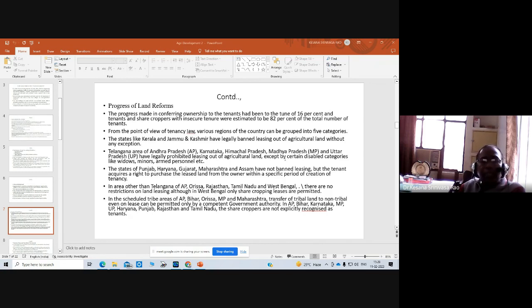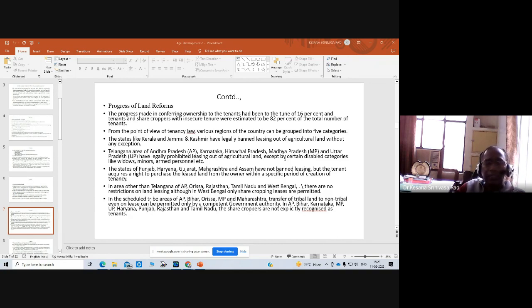In areas other than Telangana of Andhra Pradesh, Orissa, Rajasthan, Tamil Nadu, and West Bengal, there are no restrictions on land leasing, although in West Bengal only sharecropping leases are permitted. As I have already told you, West Bengal is one of the states that has successfully implemented the land reforms. There the sharecropping system has come up because the owner has also tried to give some inputs to the crop, then the tenant is also in a position to share 50 by 50%, and the output can be distributed in an equal manner.